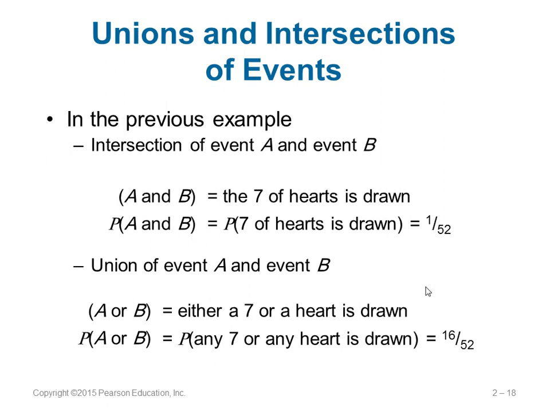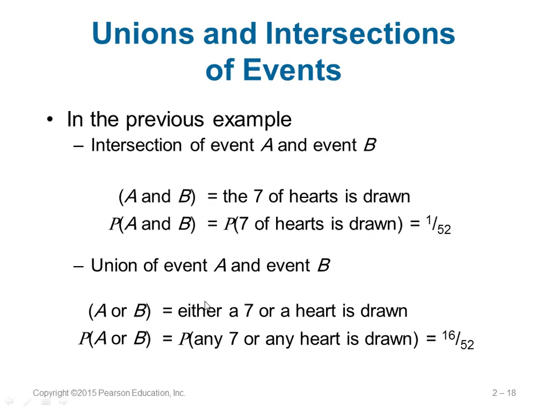In the previous example, let's talk about intersection of events. If A is number 7 and B is hearts, then A and B means you should have a card which is a heart with 7. Both should be there. So you have only one card which is like this. So it is 1 by 52.